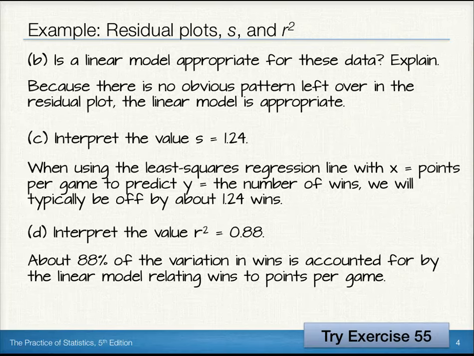Now for some additional practice in interpreting residual plots, the standard deviation of the residuals, and the coefficient of determination, try exercise 55.